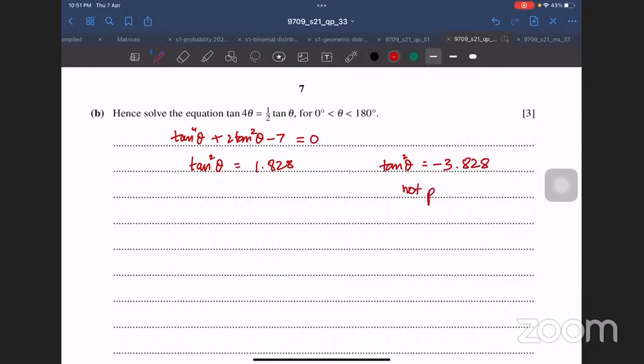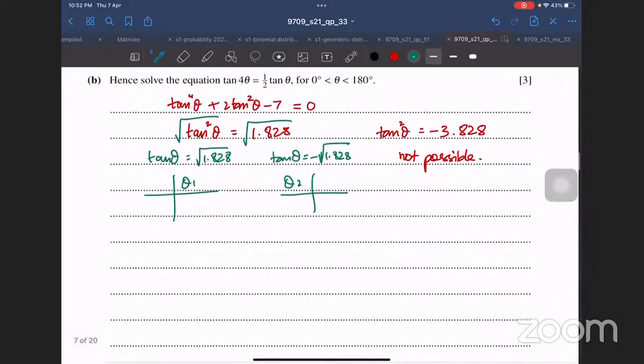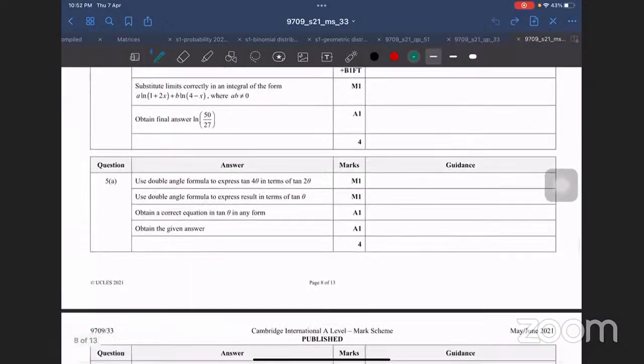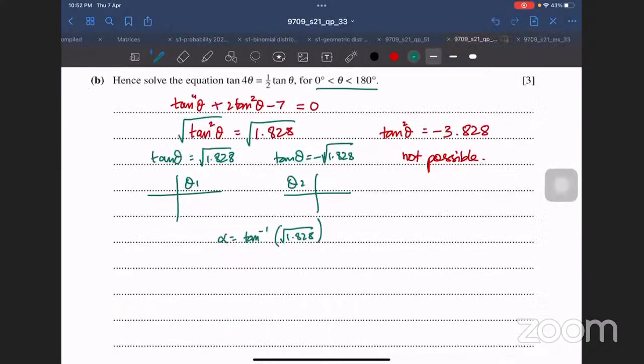Now, this is not possible. For the other one, I'm going to take a root on both sides and say that tan theta equals to root of 1.828 or tan theta equals to minus root of 1.828. This gives me answers in the first quadrant. This gives me answers in the second quadrant, since the range is from 0 to 180. Alpha is going to be the same for both, so tan inverse of root of 1.828. Just check if I'm doing it correctly. It doesn't say anywhere, so I will have to go with that.